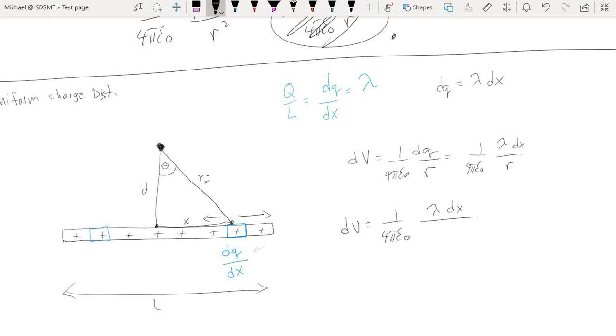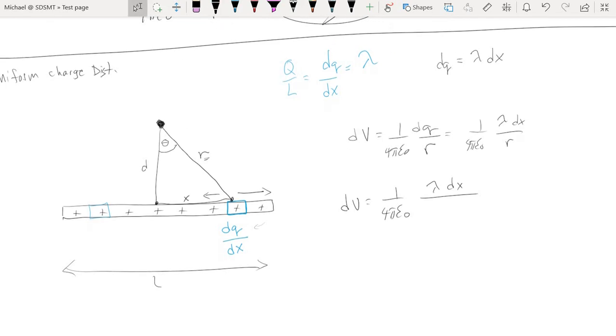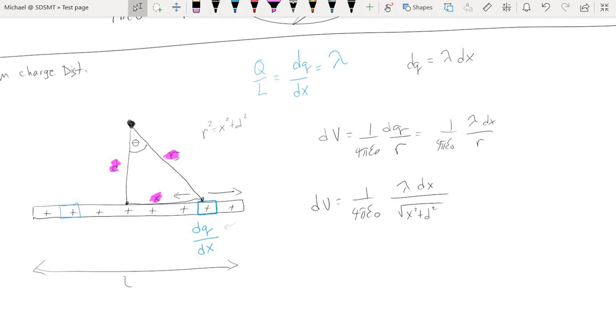That means we need to rewrite r in terms of x and preferably no other variables. Well, the only non-variable in this right triangle is d, and that's just going to be Pythagorean theorem. So r squared is x squared plus d squared, so r, just r, will be root x squared plus d squared. Looks like we're ready to integrate.